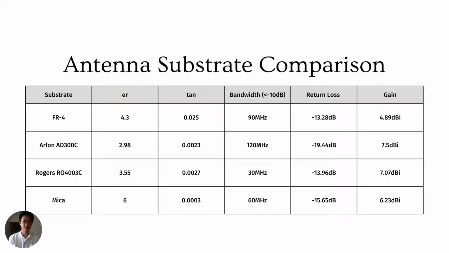Rogers RO4003 on the other hand also works fairly well, with a high gain compared to FR4 and Mica. Mica, as good as its loss tangent is, has a very high dielectric constant, so it is unable to obtain very good results: smaller bandwidth and somewhat okay return loss.